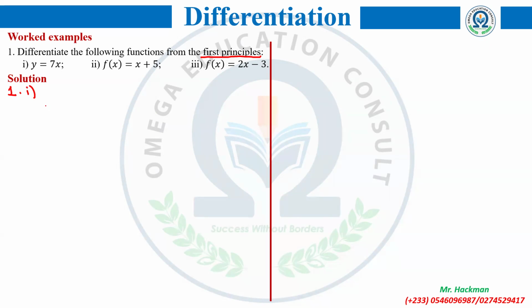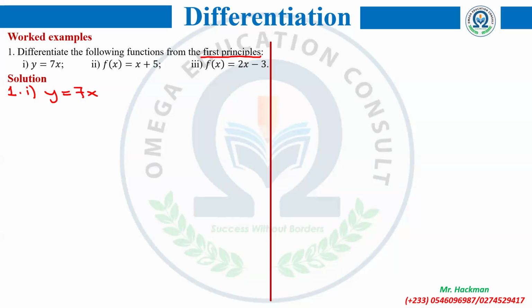Okay, so you extract what you are giving. So what am I giving? I'm giving y is equal to 7x. Okay, so you can see that here the function has a name, y, not f of x. Is that clear?